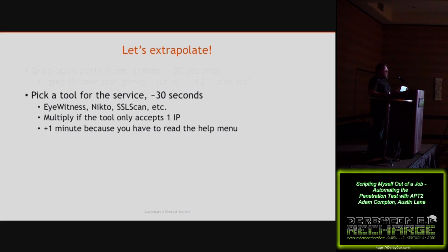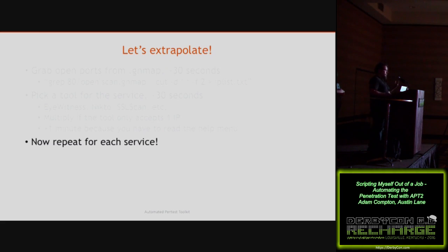If you're like me, you have to read the help menu for every tool that you use, so you're going to add an extra minute on top of that, just figuring out what arguments am I supposed to add to this. That's another 30 seconds plus of just taking the IP, typing out the name of the tool, and firing it off. Now you repeat for every service that you want to do this to and every host that you want to do it to. And this baseline time of just selecting a port, generating a list, selecting a tool, getting the arguments, running it against everything, this time adds up.